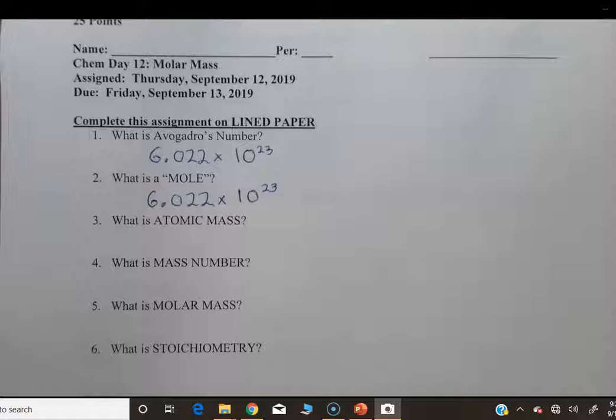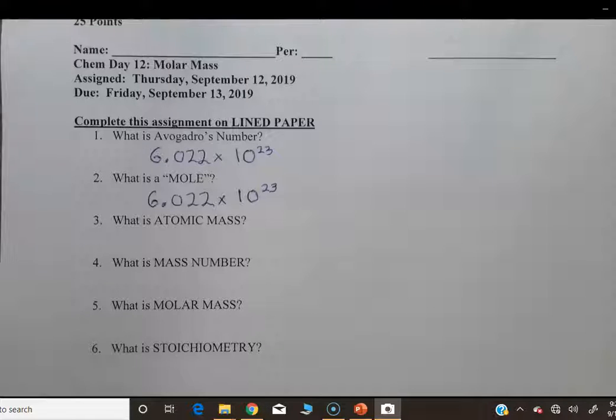It's 12. But usually people think of a dozen eggs, but it could be a dozen anything. You could have a dozen cars, a dozen people. It's just simply a word that refers to a specific number, 12. So a mole is a word that refers to a specific number of 6.022 times 10 to the 23rd.